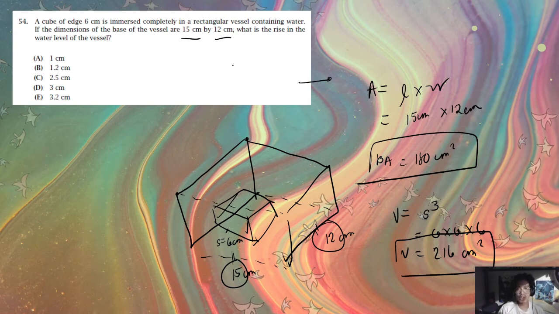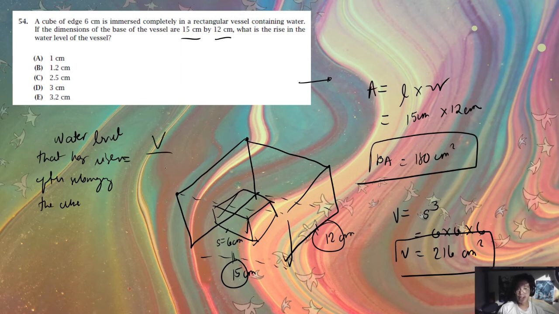In order to find the water level that has risen after submerging the cube, it would be the quotient of the volume of the cube and the base area of the cuboid, or the vessel that we have here. We know that the volume is equal to 216 cubic centimeters. That should be our unit. And the base area is equal to 180 square centimeters.